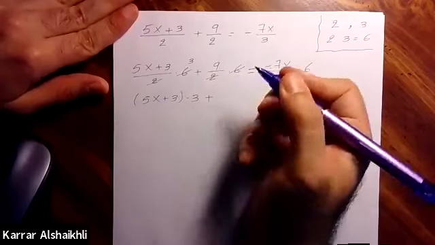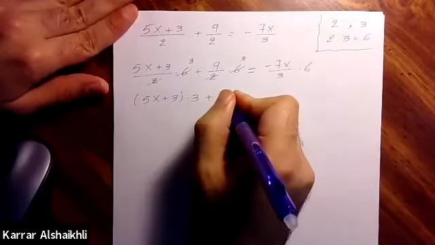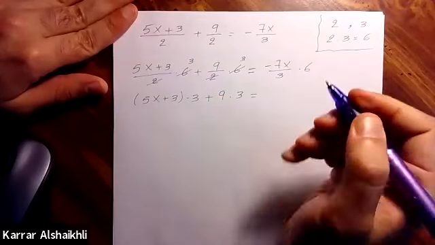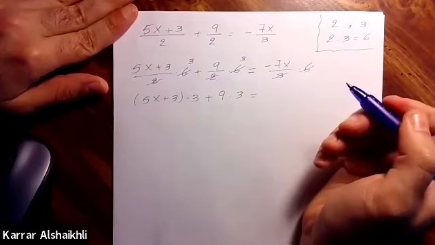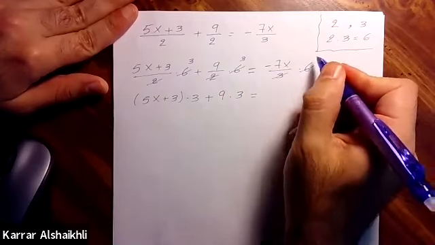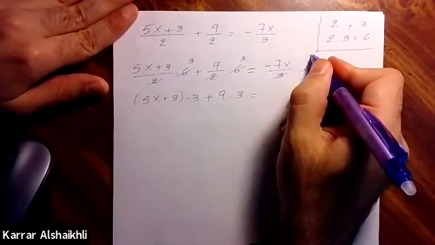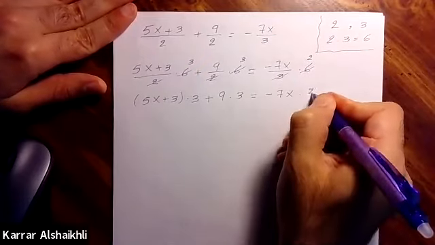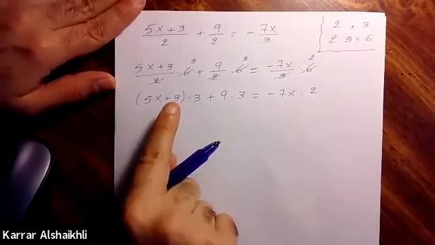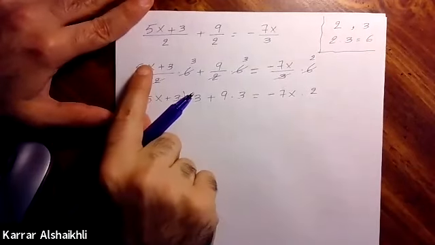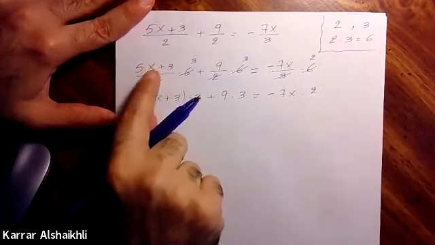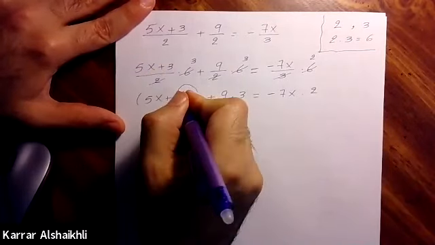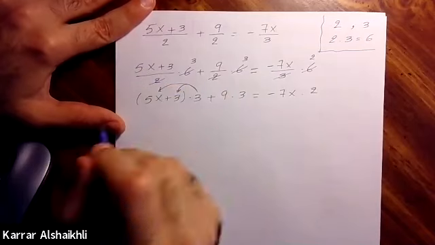6 divided by 2 is going to be 3. So it's going to be 9 times 3 equal 6 with the 3. 6 divided by 3 is going to be 2. So it's going to be -7x times 2. You see, this is really important because you don't want to make mistakes here. You have to put everything here with parentheses because you're going to distribute this one on both these two numbers.